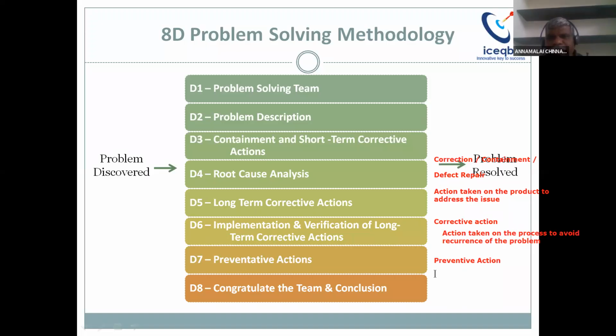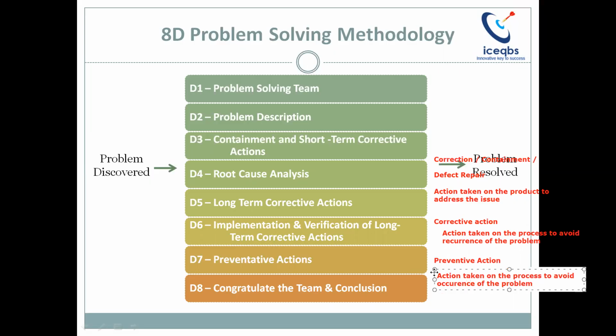Preventive action is action taken on the process to avoid occurrence of the problem. That means the problem has not happened so far, but even before the problem happens, we are taking some action so that the problem does not occur at all. That is the difference between correction, corrective action, and preventive action.